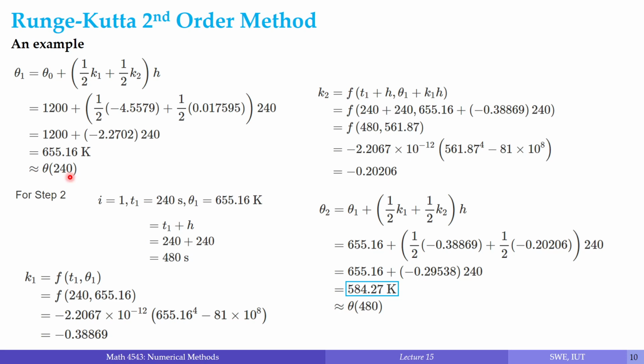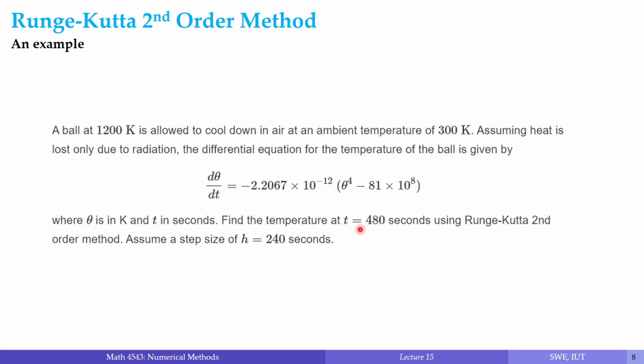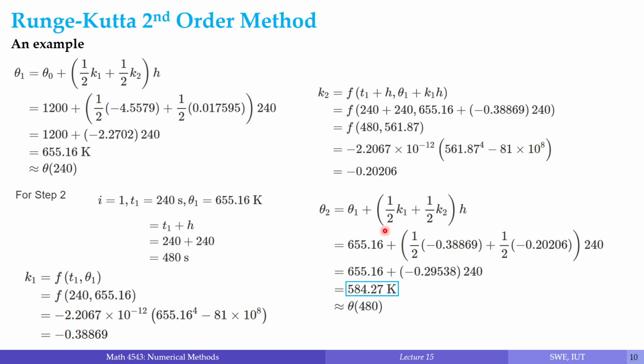Now we need to perform one more step, because our goal was to find the value of the temperature at t equals 480 seconds, right? We have only come up with the value of the temperature at t equals 240 seconds. So we need to progress by one more step towards the right, and our step size is of course 240 seconds. So let's perform one more step.